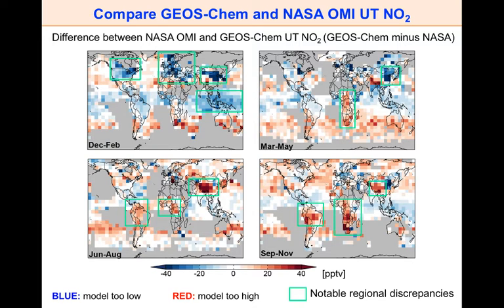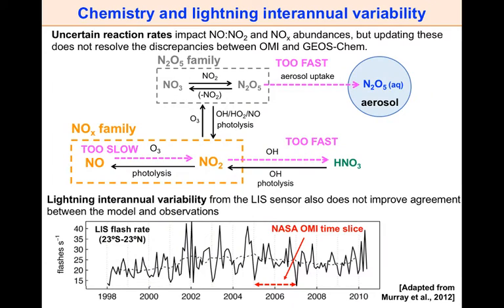So the first thing I looked at to evaluate against these observations is what could be the contribution to uncertainties in chemistry in the upper troposphere. There's a lot of discussion of this in the literature, and in this slide I'm just highlighting the three reactions that show up as having large discrepancies and in what direction they are in the model. So N2O5 uptake is too fast in the model, NO2 reaction with OH is too fast, and then NO plus ozone going to NO2, which changes the distribution of the NOx species, is too slow.